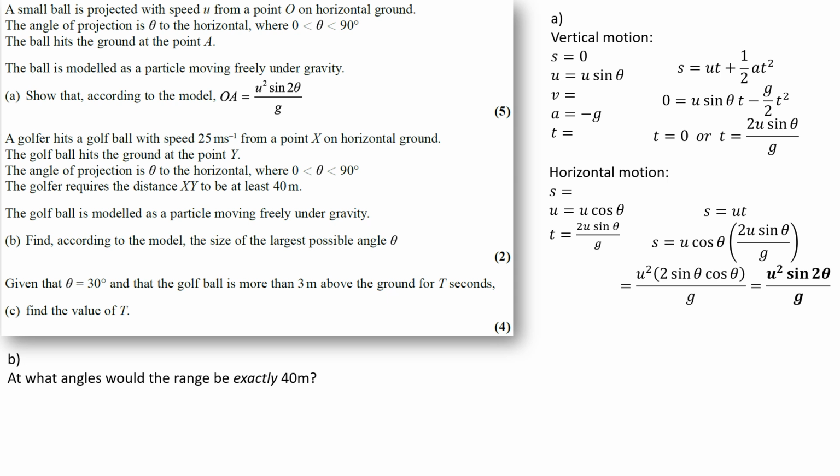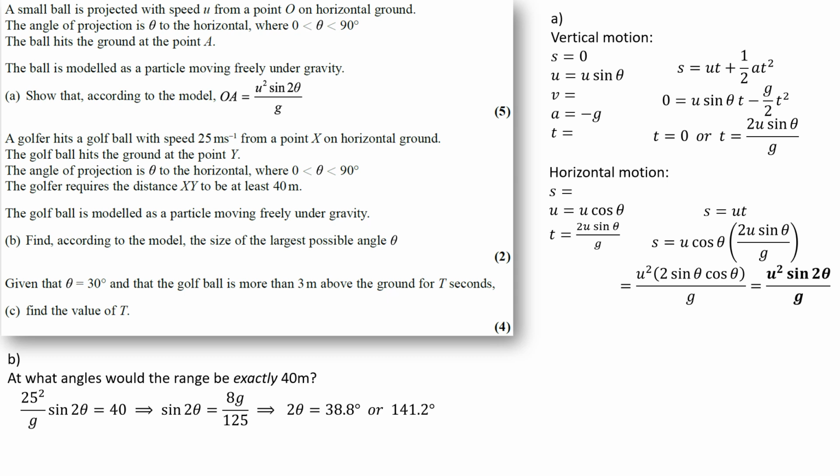So the first thing to do is to solve and find what possible angle or angles would give that range. I can set the range to be 40 in the expression that we calculated in part A. So if the range is 40, I know that u squared sine 2 theta over g is 40. But I'm also given the speed, so instead of u, I've got 25. When I rearrange, I get two values for 2 theta, and I've got two values for a very good reason.